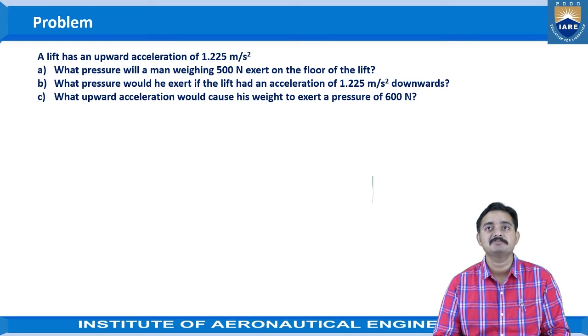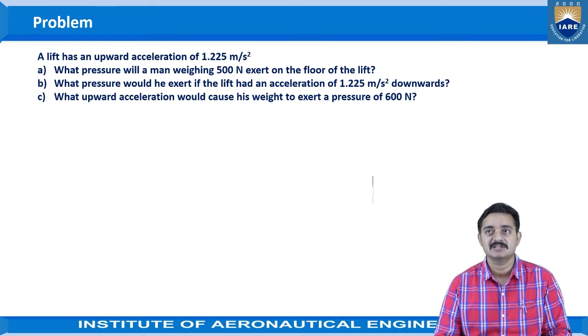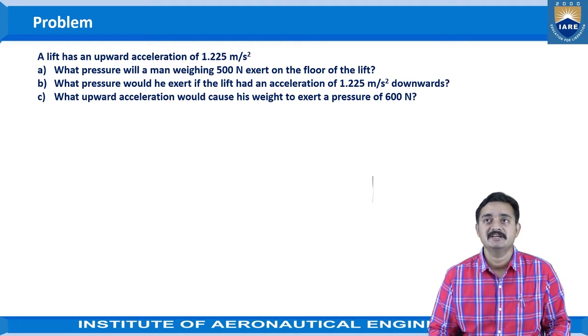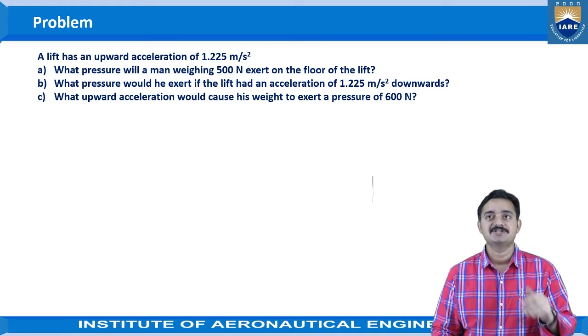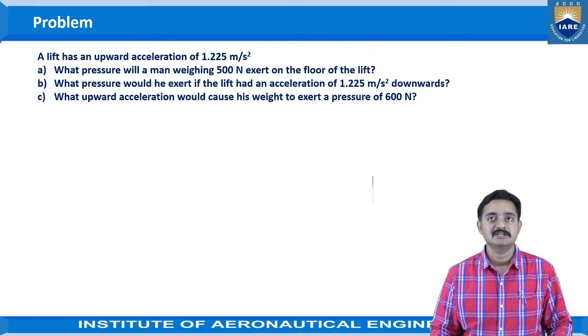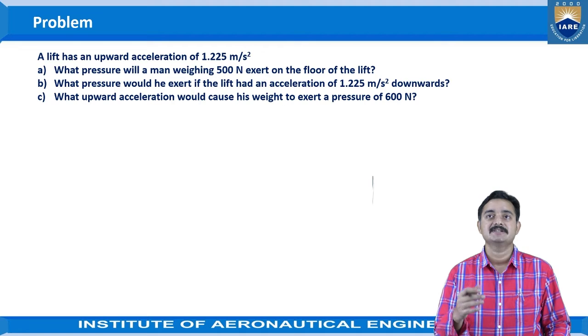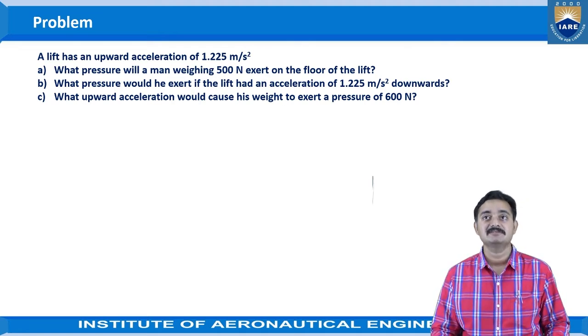And the second question is, what pressure would he exert if the lift had an acceleration of 1.225 meter per second square downwards? So when the lift is moving downwards with an acceleration of 1.225 meter per second square, what would be the value of tension? That is the second question. And coming to the third question, what upward acceleration would cause his weight to exert a pressure of 600 newtons? Nothing but the tension is 600 newtons, and what would be the acceleration when this kind of situation happens? When the acceleration is upward, that means the lift will be moving upwards.